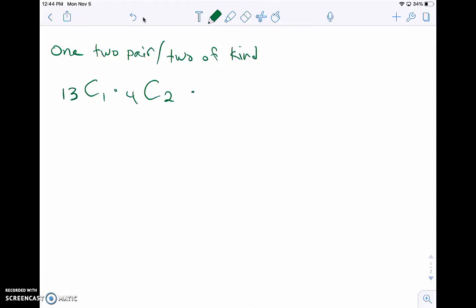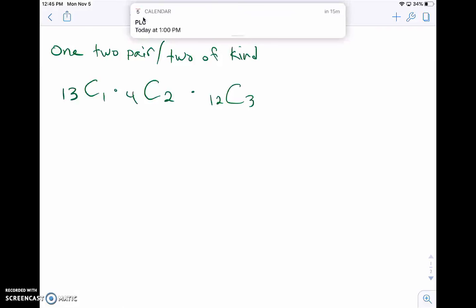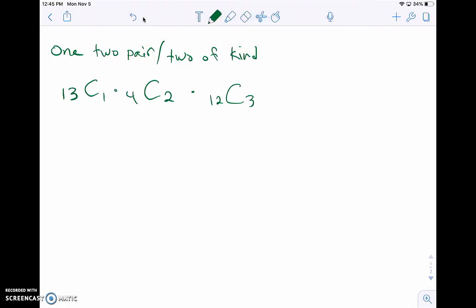And then last, we need to select 3 different cards. There are 12 values left, and we need to choose 3 distinct values of those 12. If we had a pair of 2s, that leaves us with 3, 4, 5, 6, 7, 8, 9, 10, Jack, Queen, King, and Ace. So there are 12 different values left, and we need to choose 3 of those. That's what 12 choose 3 picks, those 3 different values. And then from each of those, we need to select one of the 4.